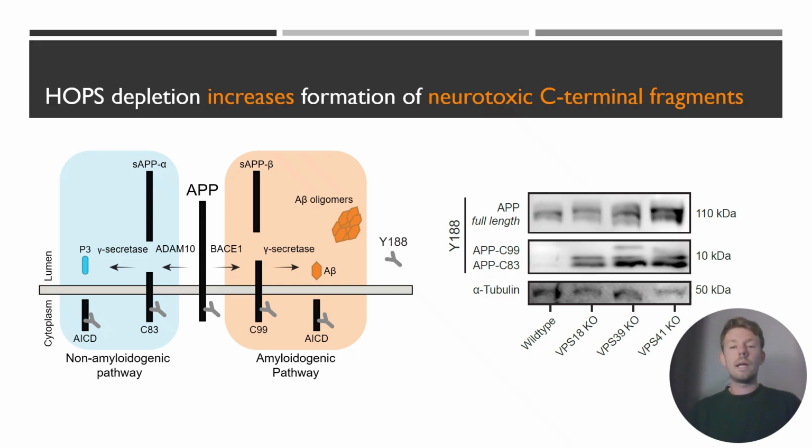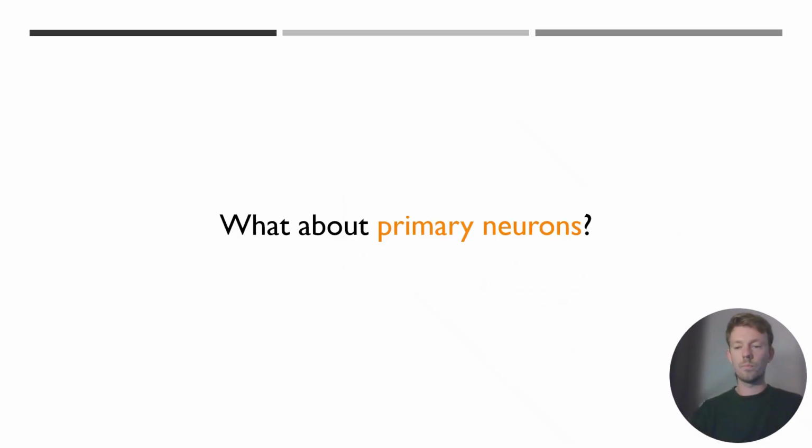However, if we look at HOPS knockout cells, you can see that both fragments, C99, the amyloidogenic APP-CTF, and C83, can be detected, indicating that there's indeed increased processing or increased accumulation of both fragments in these late endosomes. But then what about primary neurons? We wanted to validate whether the same thing was happening in these cells.